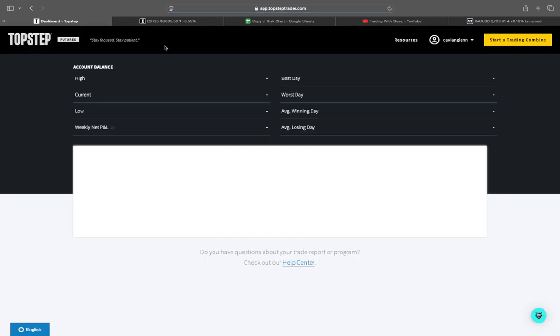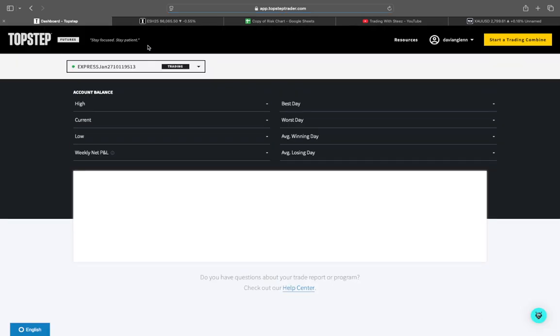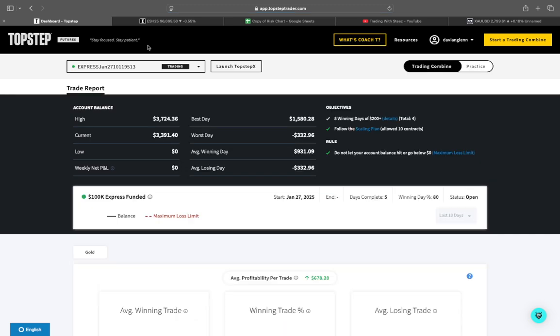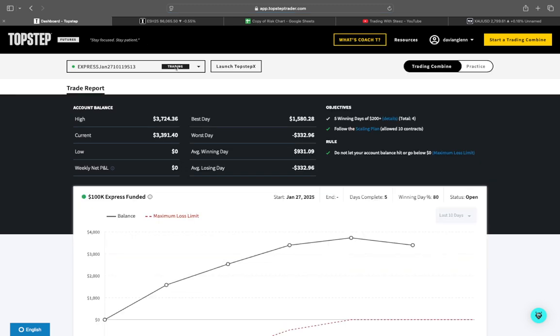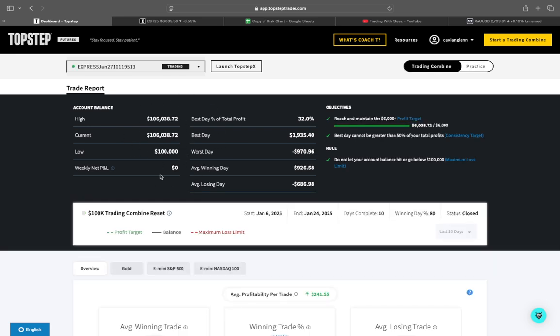Now that we've got that done, you'll get a screen with a fresh account that looks something like this right here. It'll look like this, but it'll just be empty. Like, not empty, but it'll show, hey, this is your high, which would be whatever you start with. So if you bought a 50K account, say 50K, current 50K, low 48K. You know, it's just going to keep going.